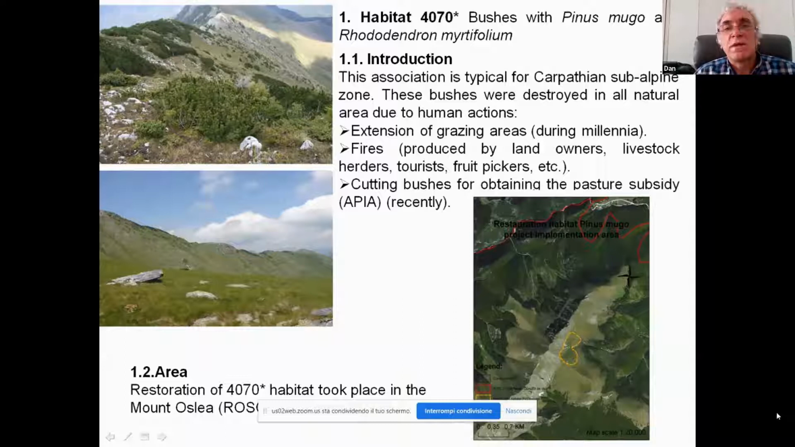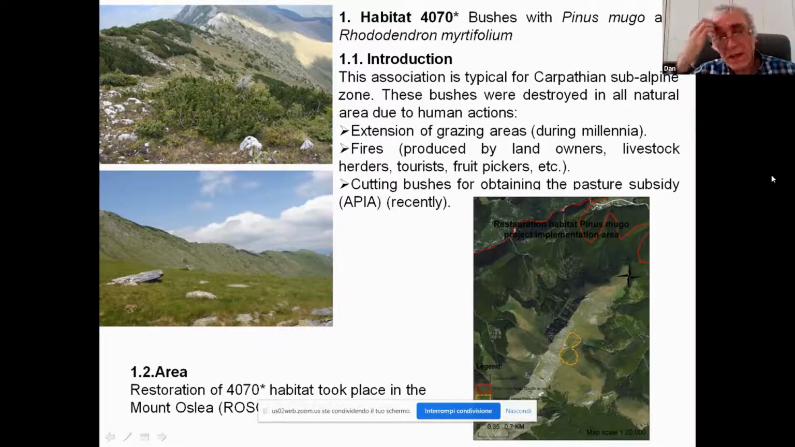Everybody knows about the mountain pine, Pinus mugo, and its problems. Everywhere in Europe, this habitat was more or less destroyed by human activities. These bushes were cleared over millennia by human activity, especially for grazing, to obtain more grazing areas.